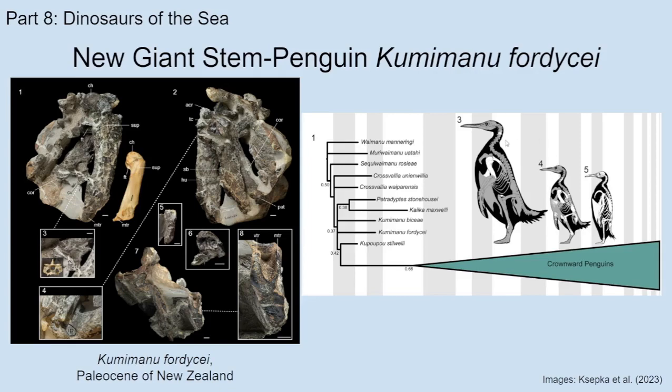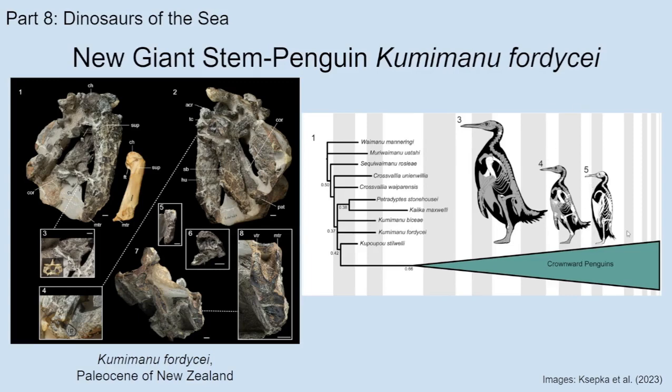And if it tipped its head up with that really long beak, for example, now, we don't have its head, but based on other stem penguins, it probably had a long beak. With that really long beak, it would have been comparable in height to tall people today. So, yeah, definitely a massive, massive penguin.